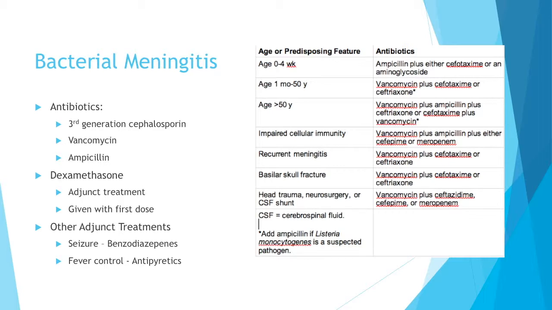Dexamethasone has been evaluated as an adjunct therapy to aid in diminishing the rate of hearing loss and other neurological complications, as well as mortality in some patients who have bacterial meningitis.